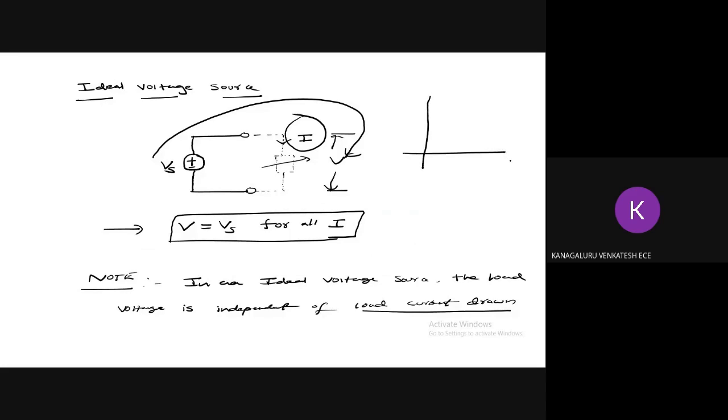The same thing graphically, how we could represent is, let us take load current on the x-axis. So whatever may be your load current, the load voltage V is always equal to Vs. So we can represent it as a straight line. Therefore, V is equal to Vs.